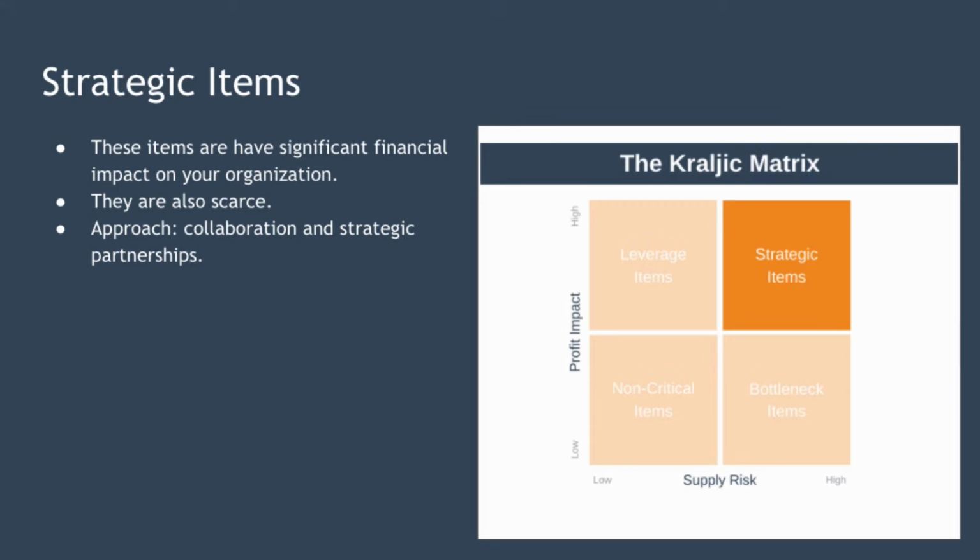These items are also scarce, meaning they can only be obtained from one or very few suppliers. Now, an example of a strategic item is a scarce metal that you are highly dependent on, but has only a single supplier and is produced in a politically unstable country. The purchasing strategies you would typically use for these types of items include collaboration and strategic partnerships. So for example, you could invest in your supplier's business, so you are essentially co-creating the strategic item with them.